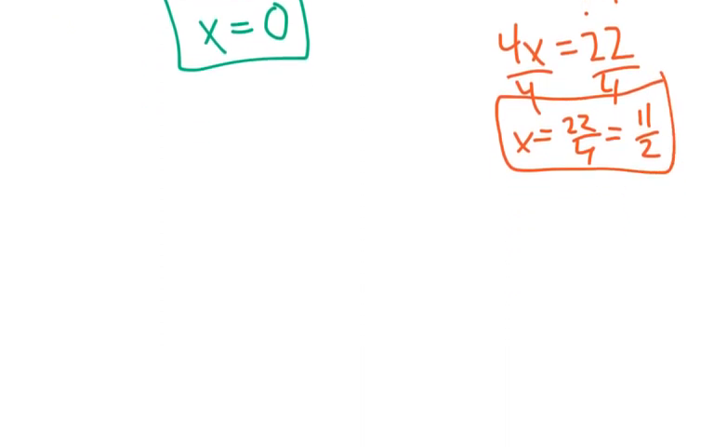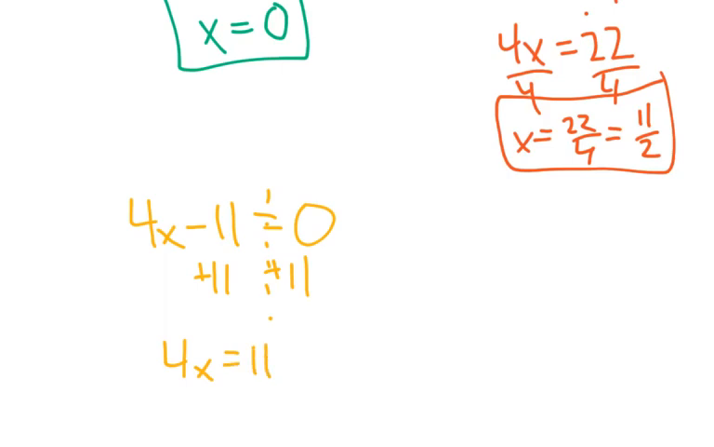The final variation I want to show you is what if we had 4x minus 11 equals 0. Again, it looks weird. Some students freak out about it, but this is no different than any other problem we've done. Same idea. Add 11 to both sides, to the left and the right. 4x equals 11, divide by 4, and you're done. So even though there's a 0, that doesn't change anything. Again, 0 is any other number.